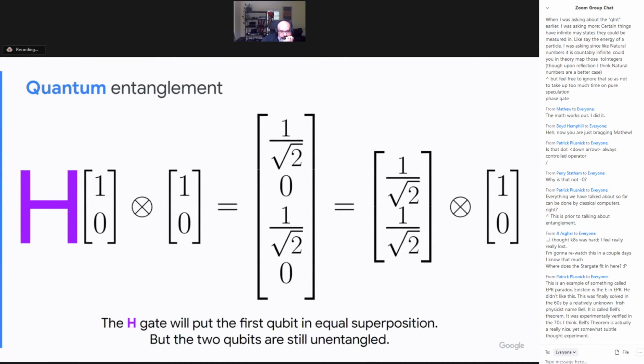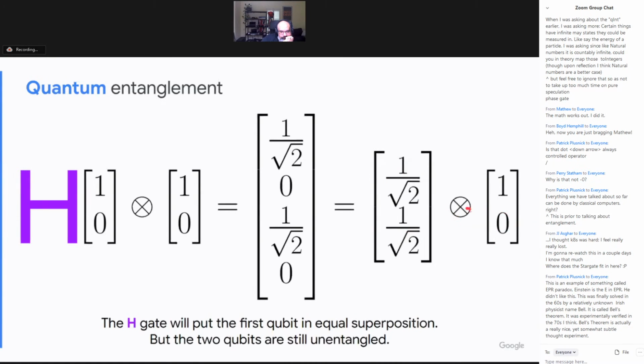Well, we've seen these 1 over root 2s before. That certainly makes me think of our Hadamard gate, the H gate. Remember, the H gate on the unit circle slides that 0 up to that equal superposition. It slides it up to this state. And when we apply it just to the first qubit, the second one stays the same. And now we have this relation.